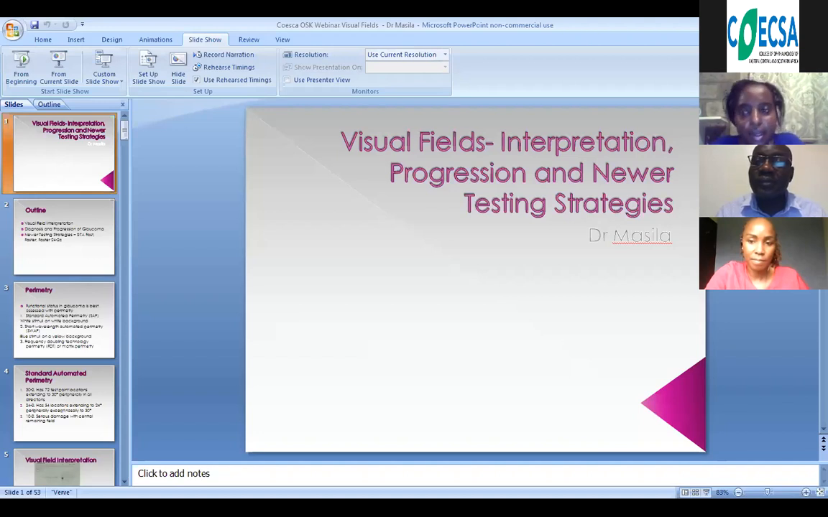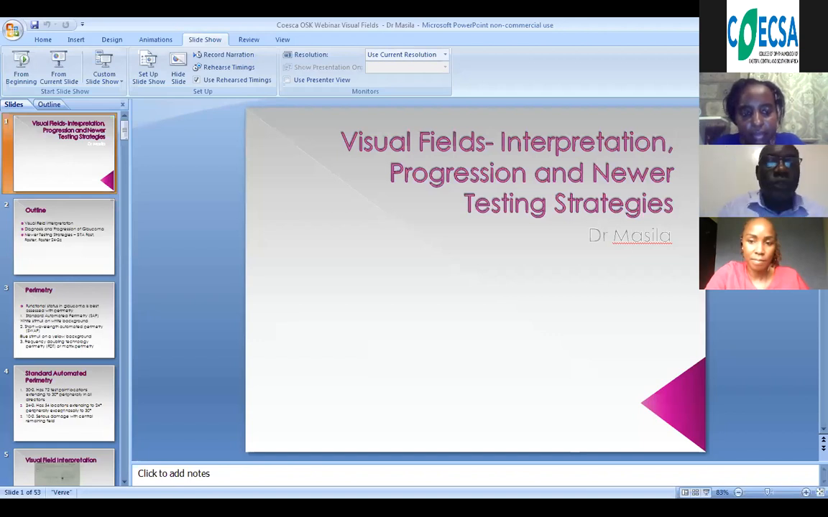Yes, so the information applies to all the visual field machines. The only difference I've seen is that the Humphrey is able to do the overview, the VFI. That's what I've come across. But yes, interpreting the visual field is the same for all machines.